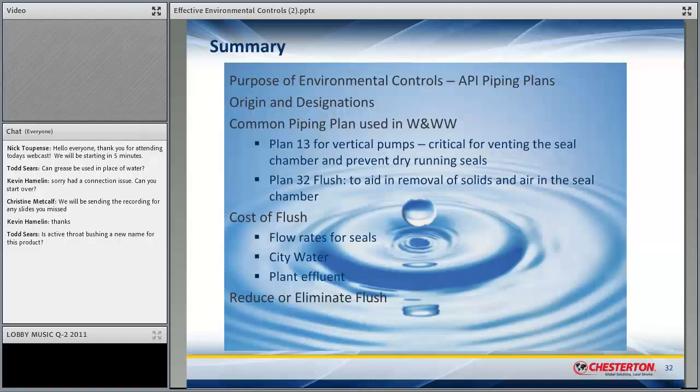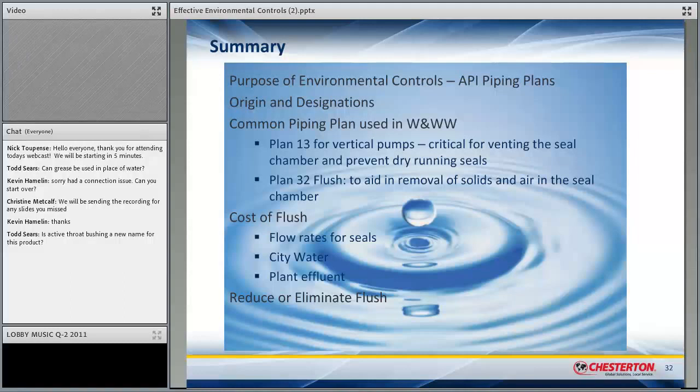We have a question from one of the participants. Can grease be used in place of water? Typically, you're going to find grease with packing, not so much for mechanical seals. Todd.